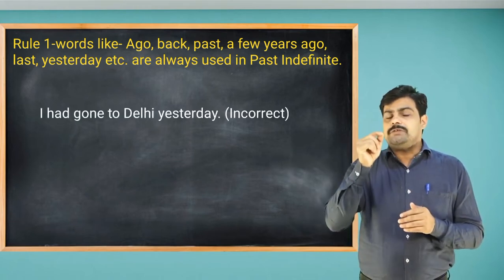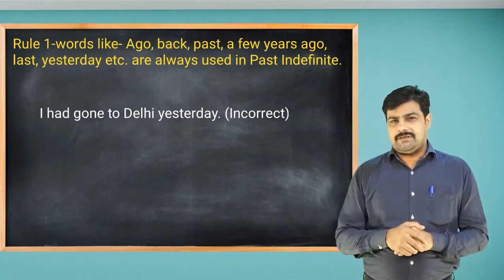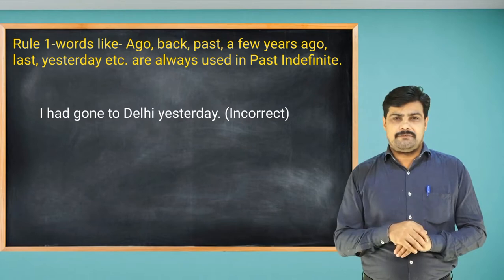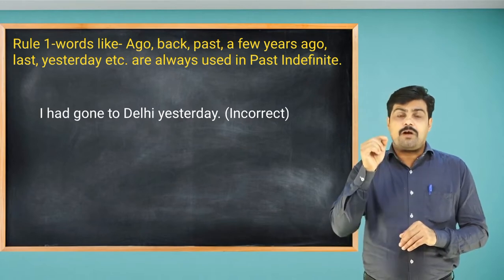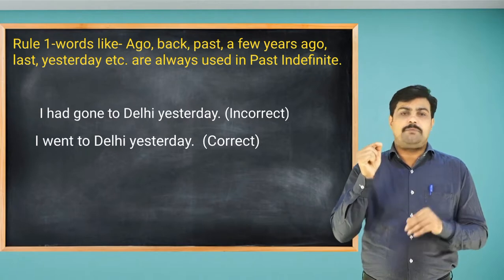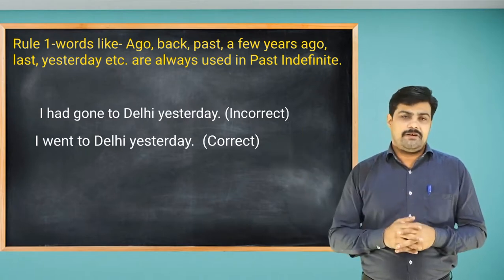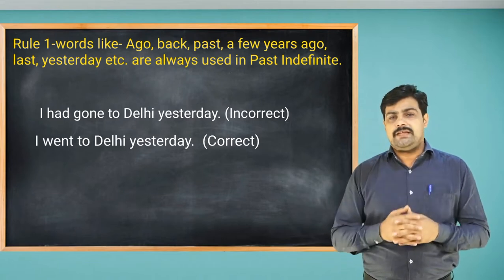I had gone to Delhi yesterday. What do you see in this sentence? There is a word yesterday here, which is wrong according to the tense, because yesterday is used in past indefinite tense. So the correct sentence is here, I went to Delhi yesterday.